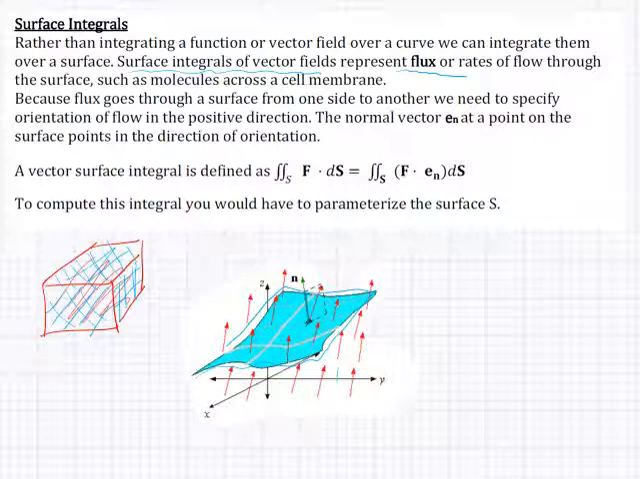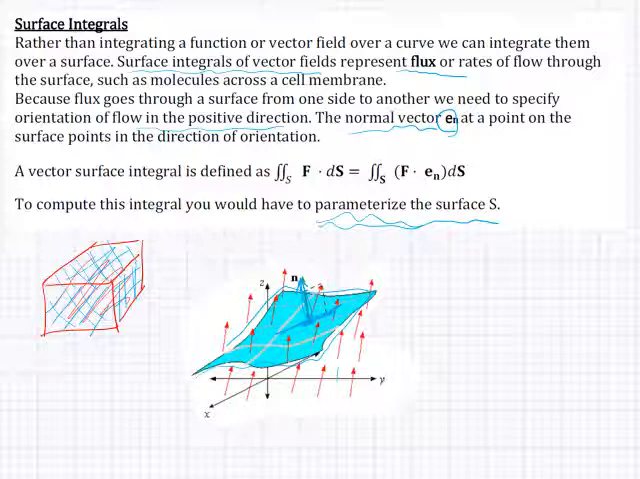Now, in order to do this, we need to do a couple of things. One thing we're really going to need to do is parametrize the surface, which is not very easy to do. Another thing we need to do is specify the orientation of flow in what we would call the positive direction. We do that by finding a normal vector, say e sub n, at some point on the surface. We take some point on the surface, find the tangent plane right there, and then find the normal vector right there.